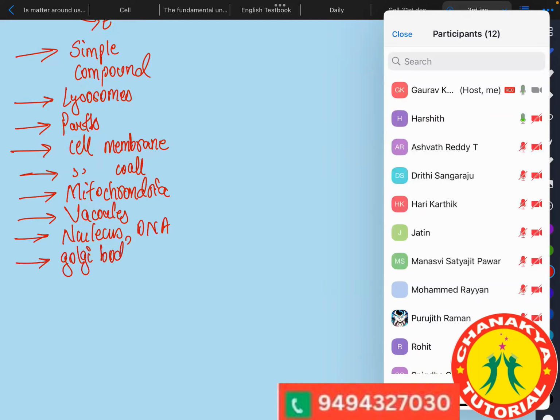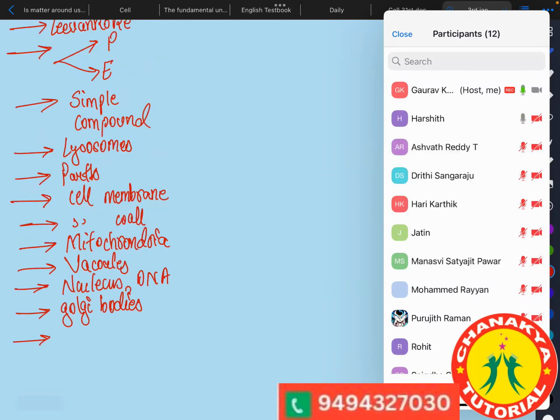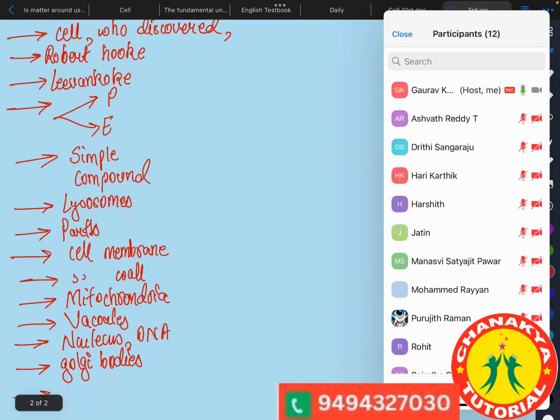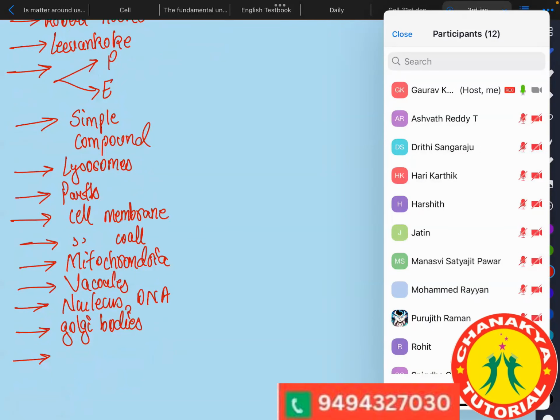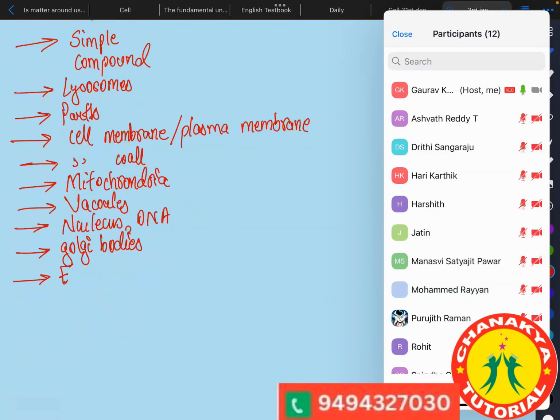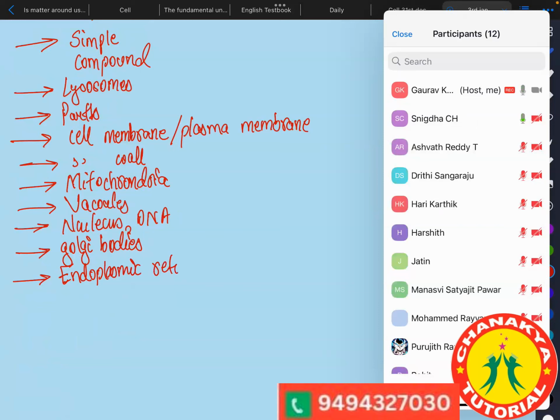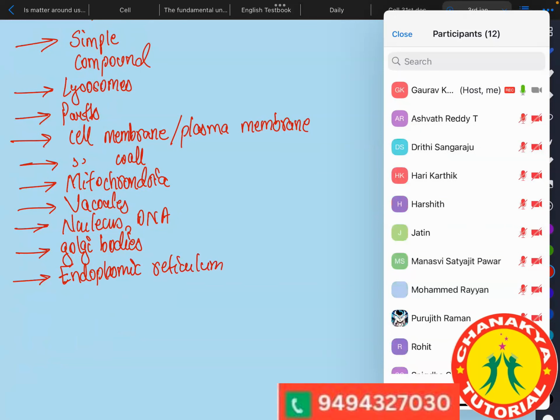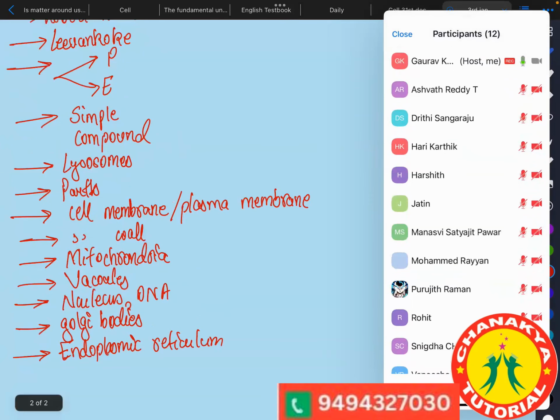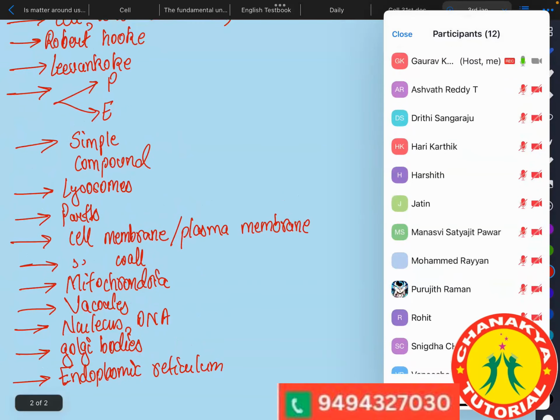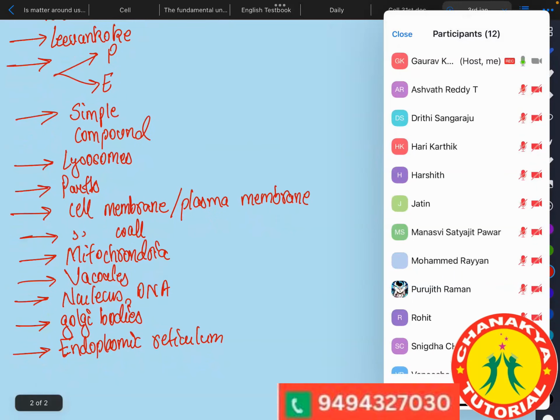Did we discuss the nuclear membrane? Yes. This cell membrane is itself the plasma membrane. Apart from cell membrane, we say plasma membrane also. And we have seen the endoplasmic reticulum. Sir, are we done with the chapter? No, we are not done with the chapter. I'm just revising what we have learned until now. I think it will take 2 more classes for this chapter to be finished.